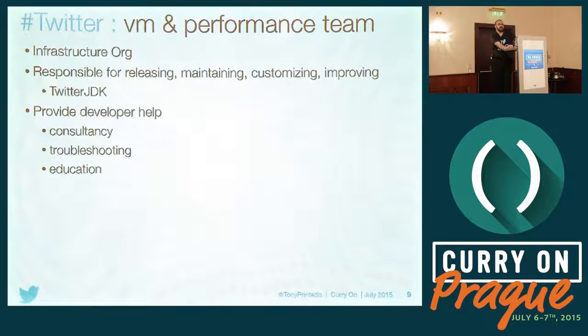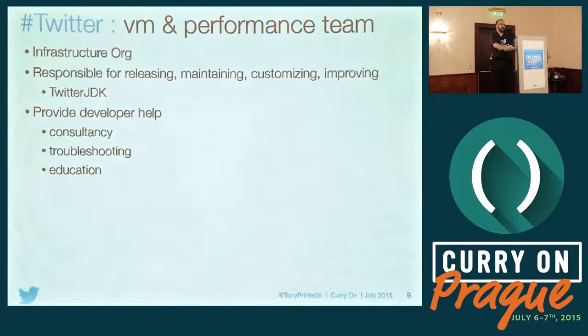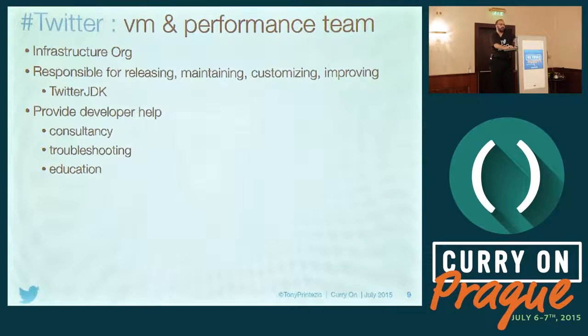Okay, and where does my team fit into all this? We're in the infrastructure organization. We are responsible for releasing, maintaining, customizing, and improving the Twitter JDK. On top of that, we provide general developer help, some consultancy about the best way to do something. Does this perform better than that? Which locking mechanisms to use, what are the trade-offs, etc. Some maybe esoteric details about the way the VM performs.